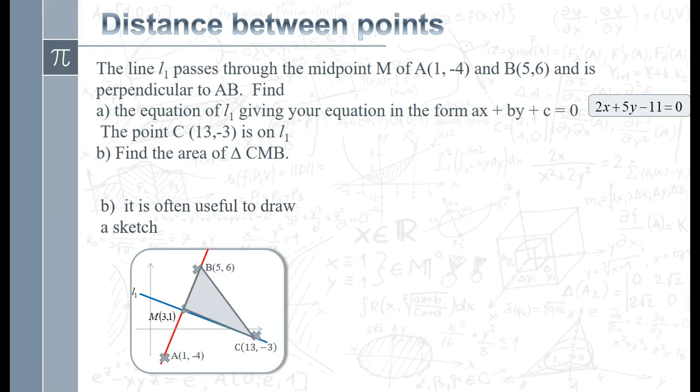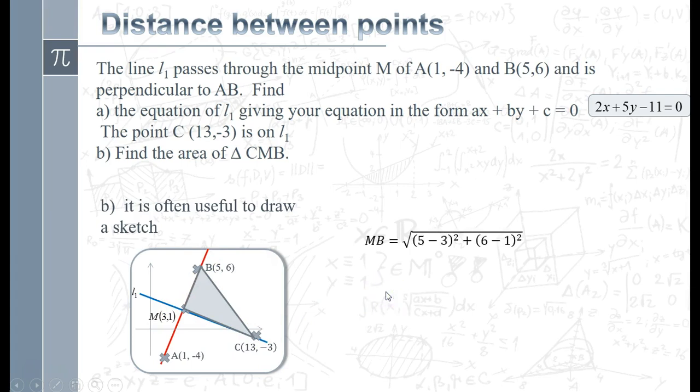So, area of a triangle, I'm going to use half base times height. And clearly, because we know that the red line and the blue line are perpendicular, that means the angle at M is a right angle, so I can use my base and height. So I can have height being MB, base being MC. How am I going to find those lengths? Well, I'm going to use Pythagoras.